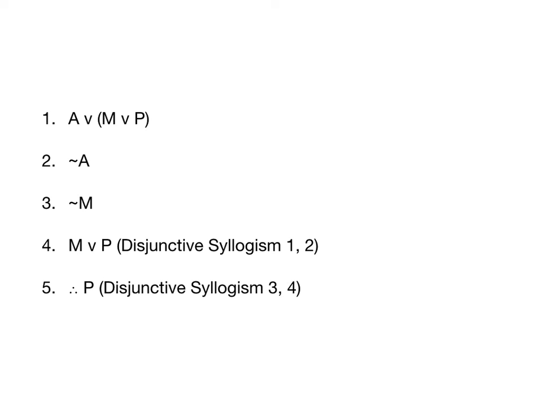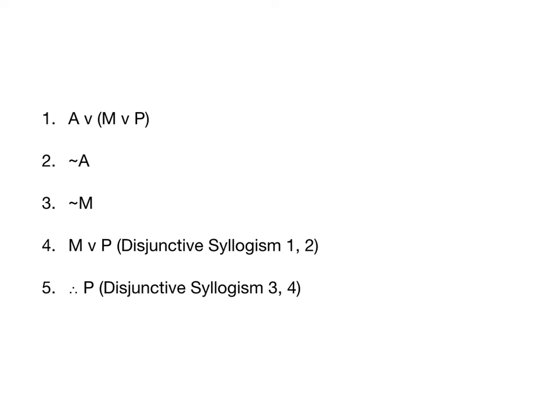And now something you guys will notice. When you use natural deduction, just to be clear on what you're doing, you want to cite the rule you're using, disjunctive syllogism, and you want to cite the lines you're using it on, right? 4, you're using it on 1 and 2. We have 1, we use the not A to knock the A off the edge there to get M or P.